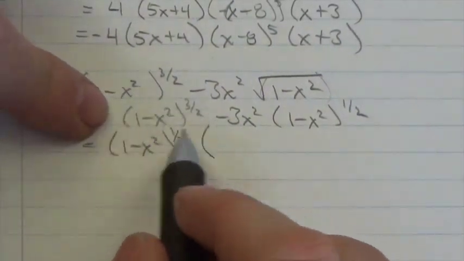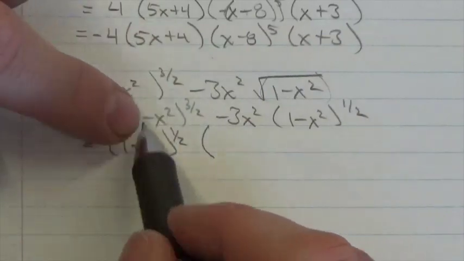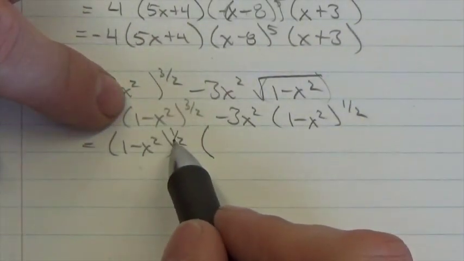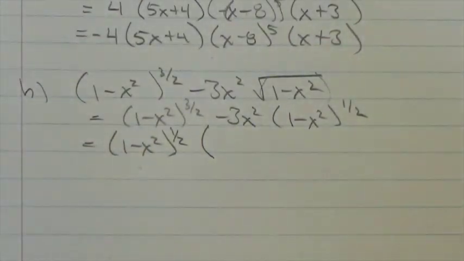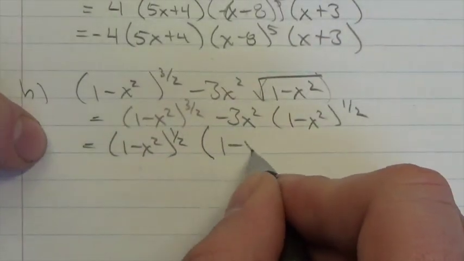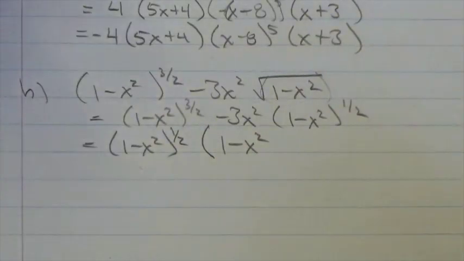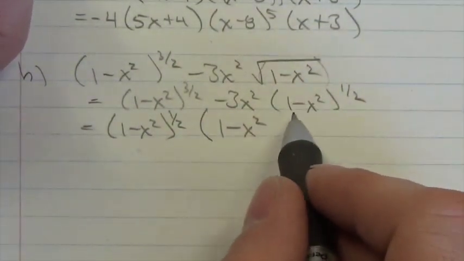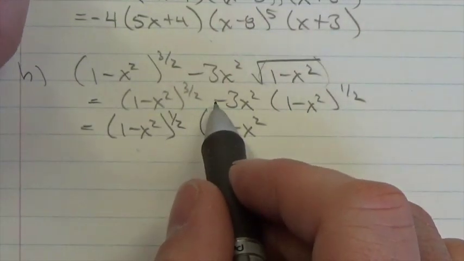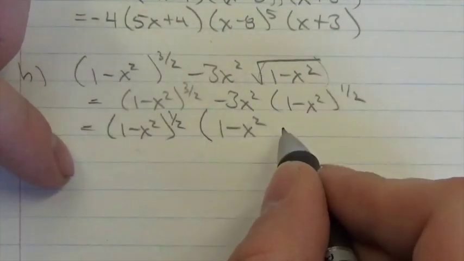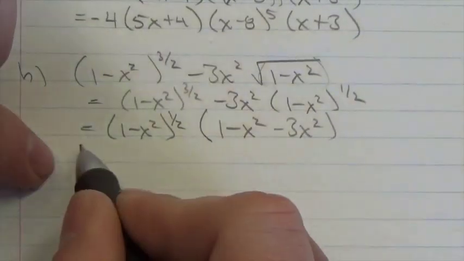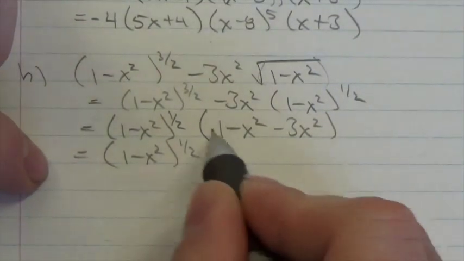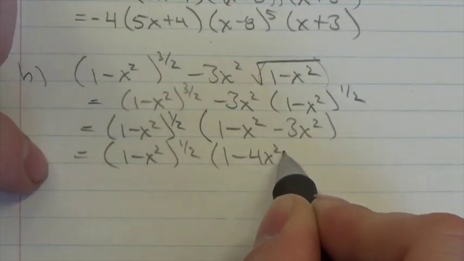Now, when I divided that out of that first term, remember this: when you divide powers, you subtract exponents. So 3 halves minus 1 half is 2 halves, which is just 1. So I'm just going to write 1 minus x squared. Okay? Now, over here, I divided out the 1 minus x squared, so I'm left with this negative 3x squared. That was my coefficient. So here we're going to get 1 minus x squared to the 1 half, and then inside here 1 minus 4x squared. Good.